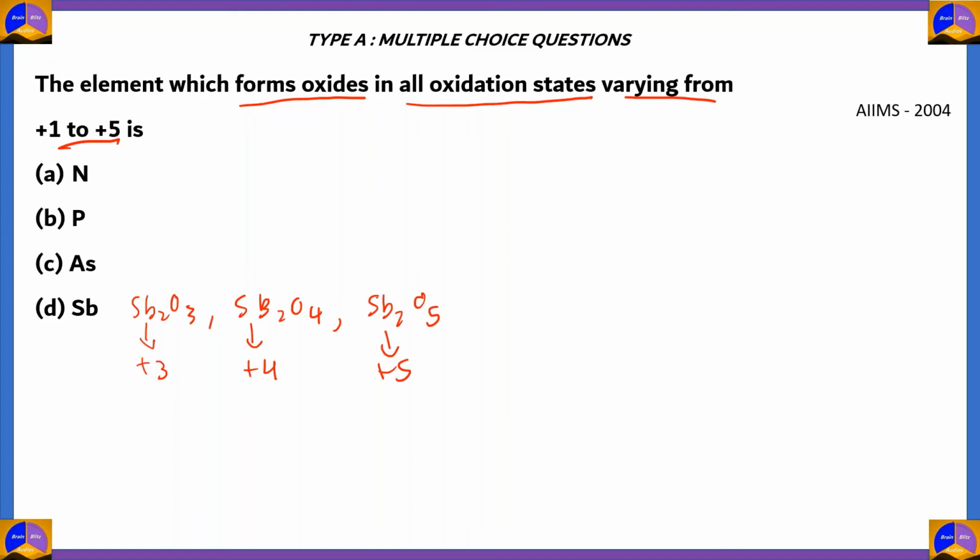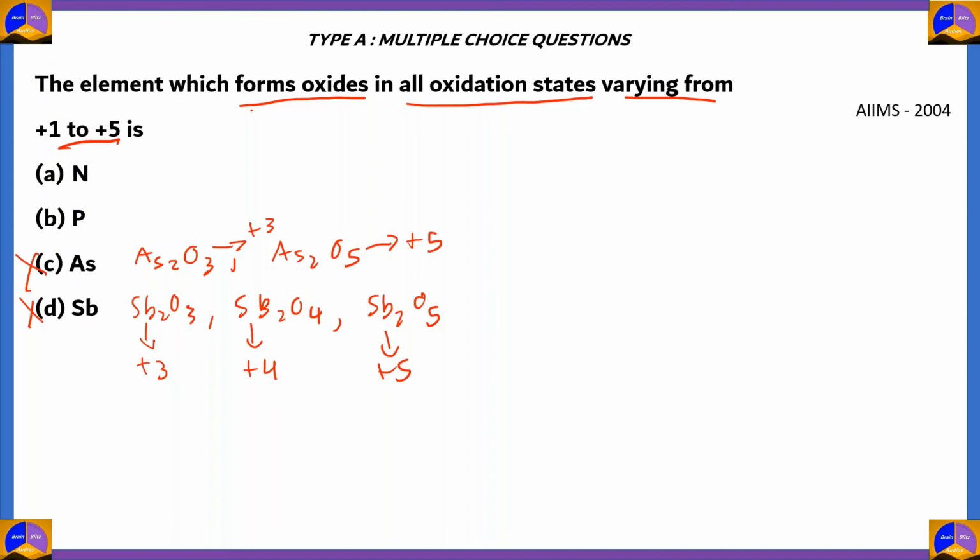There is no +1 and +2 oxidation state for antimony, so option D is incorrect. What about arsenic? Well, arsenic has As2O3 and As2O5. As2O3 has the oxidation state of +3, and As2O5 has the oxidation state of +5. Therefore, option C is also incorrect.